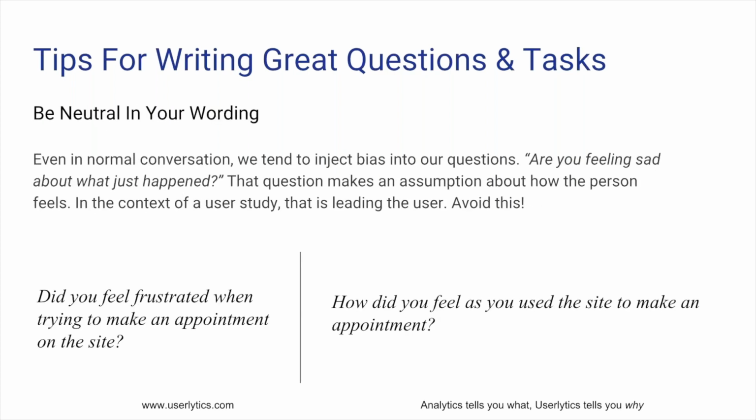Also, be neutral in your wording. When we're speaking, sometimes we have a tendency to inject bias into our questions. If you're having someone look at a particular task or go through a particular experience, and then right afterwards you ask them, was what you just did difficult? Now you're just assuming that what they did was difficult, and you're asking them to rate how difficult it was. That's a biased question. Maybe it wasn't difficult at all for them.